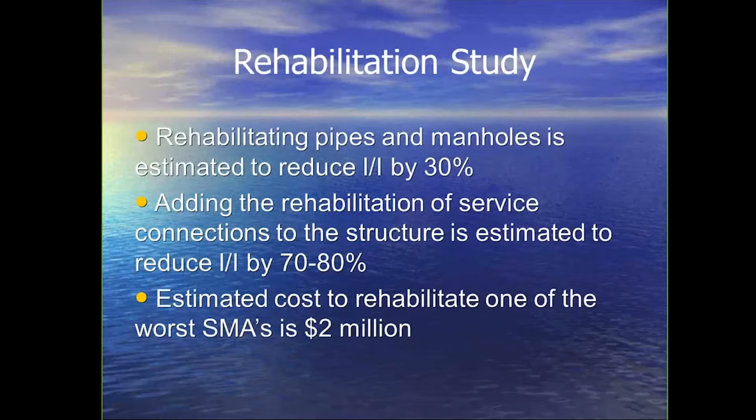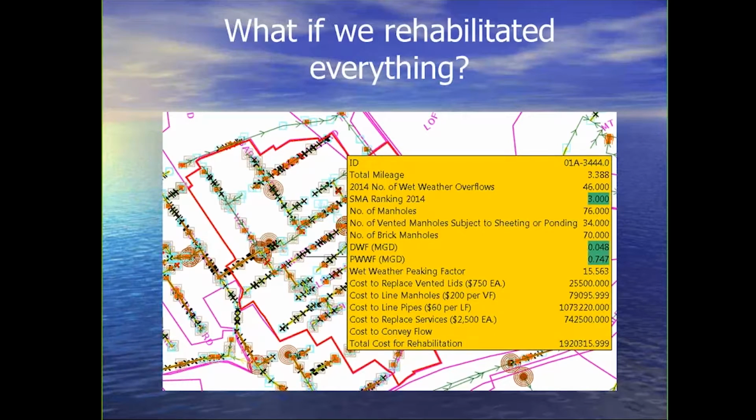So I'd also done some literature review on rehabilitation studies, and what the literature seemed to be saying was that rehabbing pipes and manholes in an area is estimated to reduce I&I by 30%. Now, adding the rehab of service connections all the way to the structure, not just the property line, but all the way to the structure, is estimated to reduce I&I up to 70 to 80%. So that's with both manholes and pipes and the service connections. So what does that actually mean in terms of dollars? Well, that's about $2 million in that SMA.